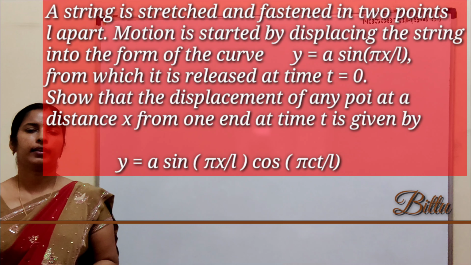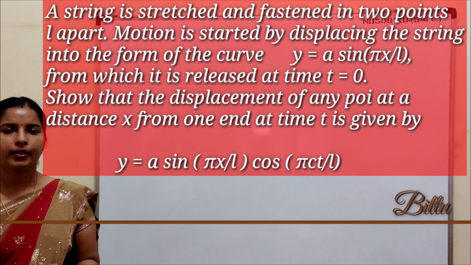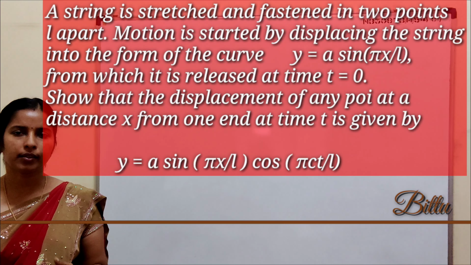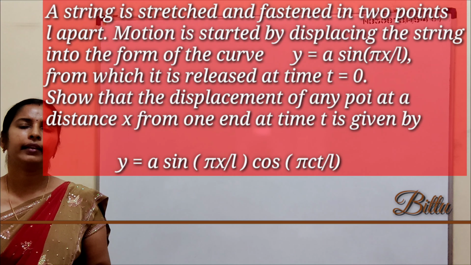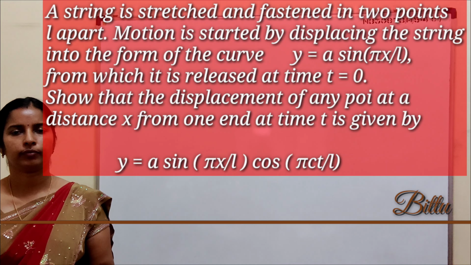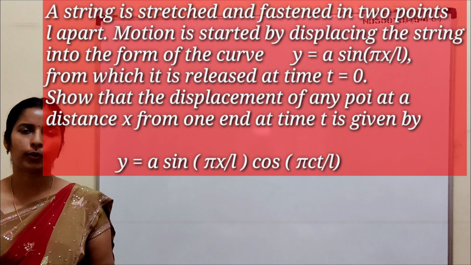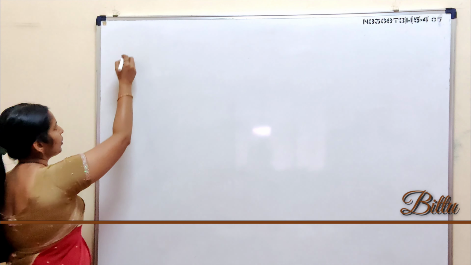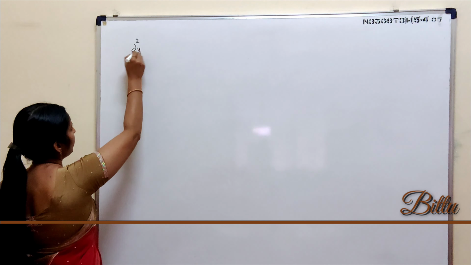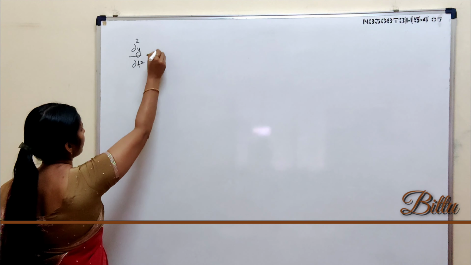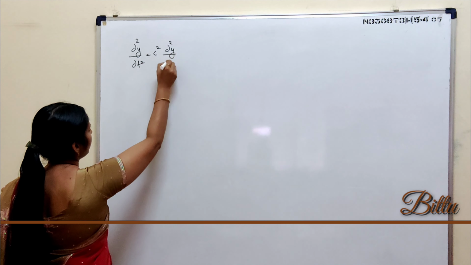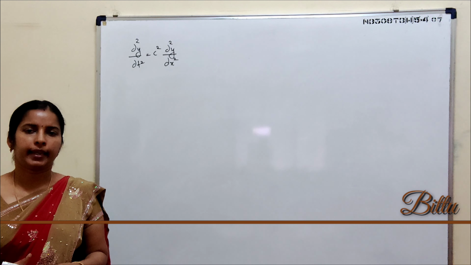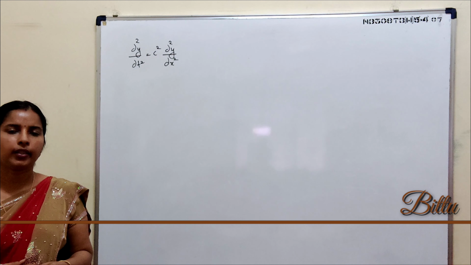See, in the question, a string is stretched and fastened in 2 points L apart. From that, it's clear that the length of the string is L. So, we can write its boundary conditions. Let me answer this question. See, the one-dimensional wave equation is dou square y by dou t square = c square dou square y by dou x square. Since the length of the string is L, we can write the boundary conditions.